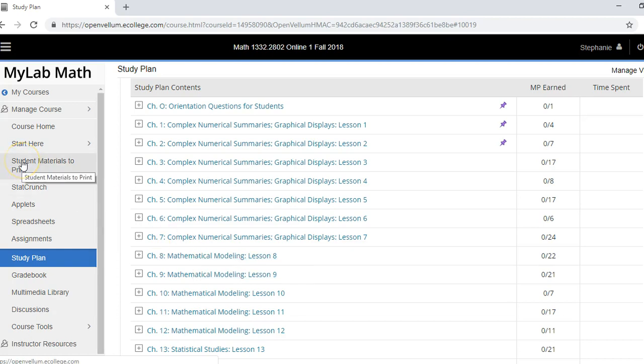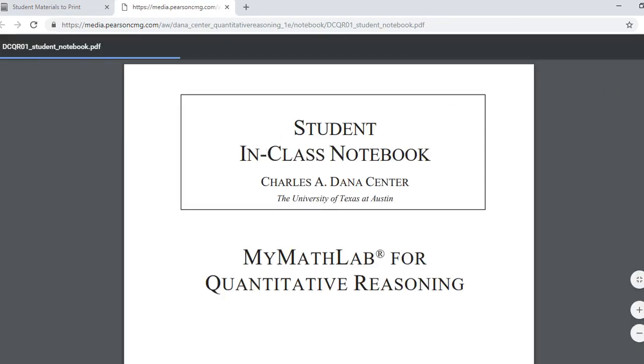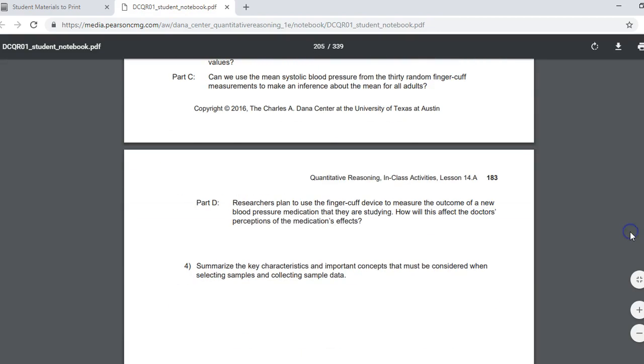As far as the test, I'm going to go to Student Materials to Print, the in-class notebook, and I'm going to scroll down to Lesson 5A. And I'm going to look through those things as you should be looking through them and asking yourself, what do you think would be some good questions to put on the test?